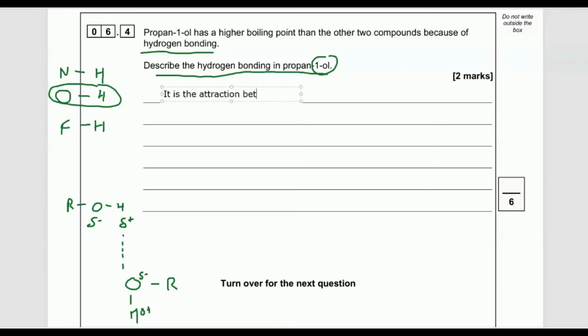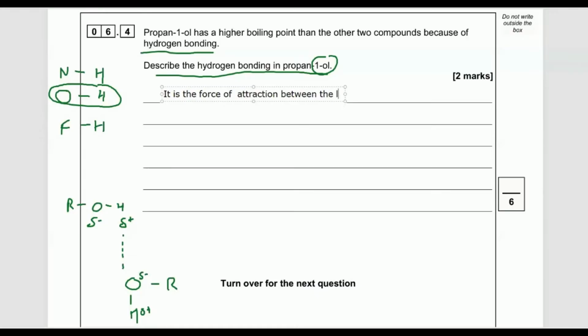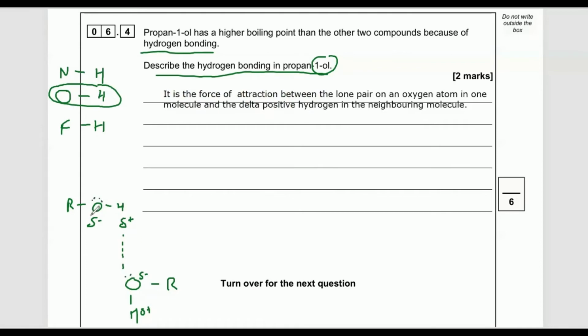So I'm using the rest of the chain as an R, and then we've got the OH. We've got the delta positive hydrogen atom. The hydrogen bond forms between the delta positive hydrogen on one alcohol molecule and the lone pair on the oxygen of an adjacent, neighboring, or another alcohol molecule. So hydrogen bonding forms between two alcohol molecules, or many more than that, but in between two molecules, and it's between the delta positive hydrogen on one and the lone pair of electrons on the oxygen on another alcohol. Cool. And that's what gives propan-1-ol the highest boiling point out of these ones.